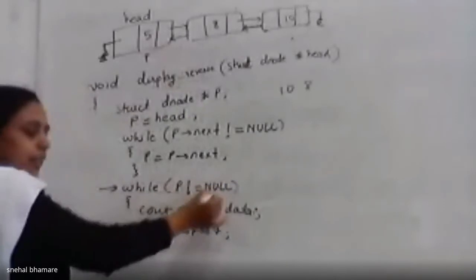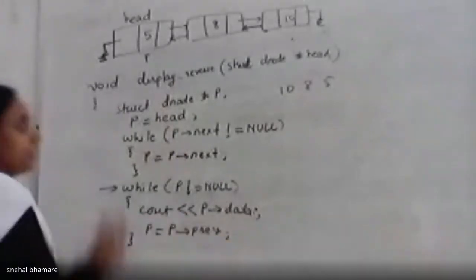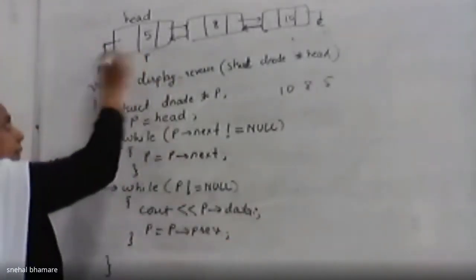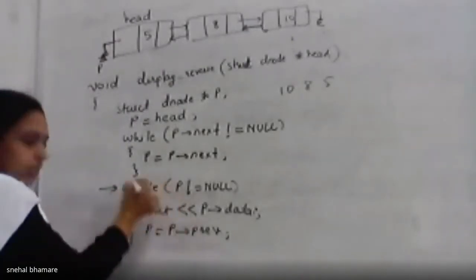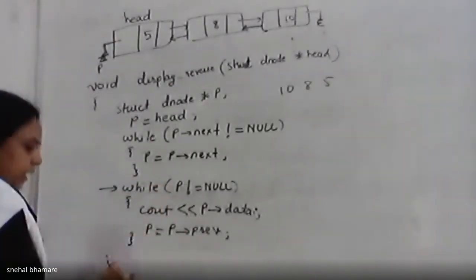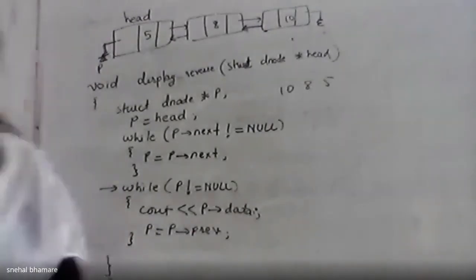Again, check. P is not equal to null. Yes. Display its data, that is 5. Again, P is equal to P previous. P previous is now null. So P becomes null. Check the condition. Condition is false. Terminate the while loop. After terminating the while loop, terminate the display function. Got it? Everyone got it?